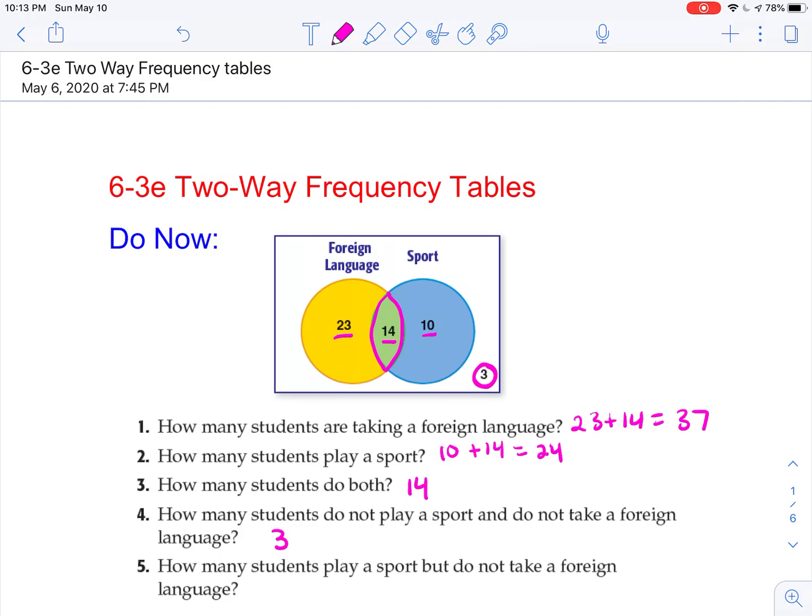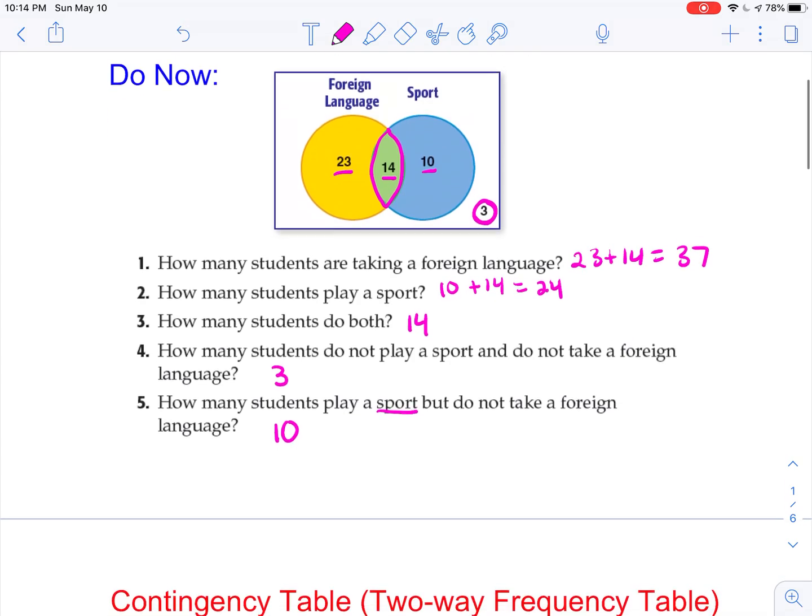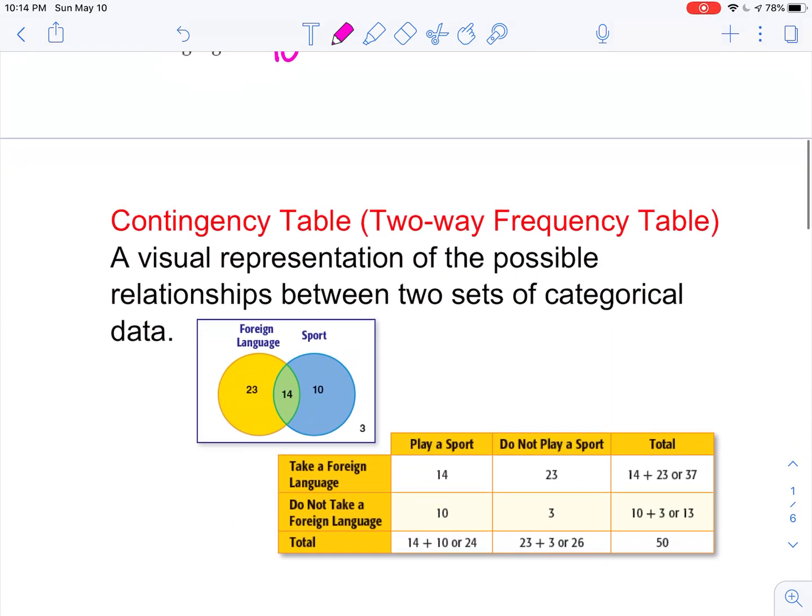Now, that lonely 3 in the bottom corner is not great notation. If I didn't point it out to you, you may have missed it altogether. So that's where two-way frequency tables are going to come into play. How many students play a sport but do not take a foreign language? Okay, so we're looking for how many students play a sport, so that means that it is in the blue circle. But also do not take a foreign language, so that means it cannot be in the overlapping section. So that is just the 10.